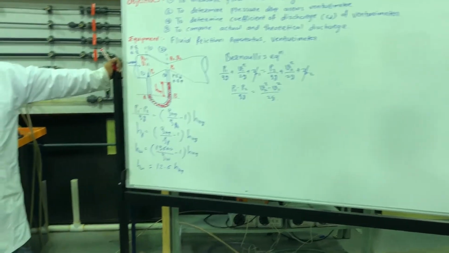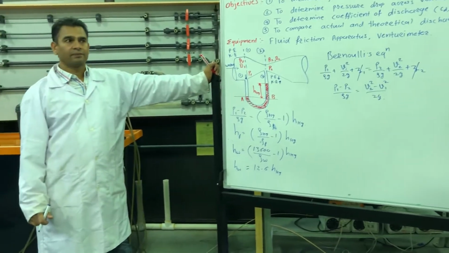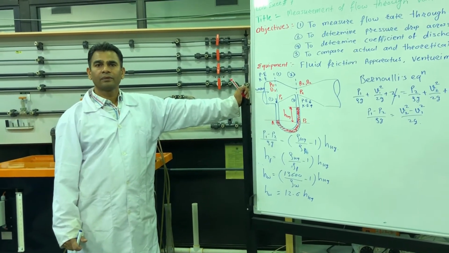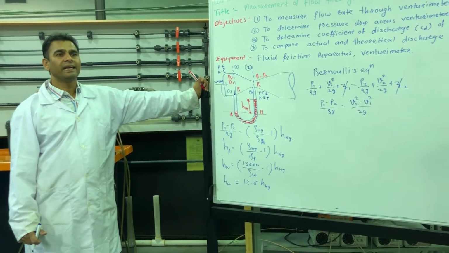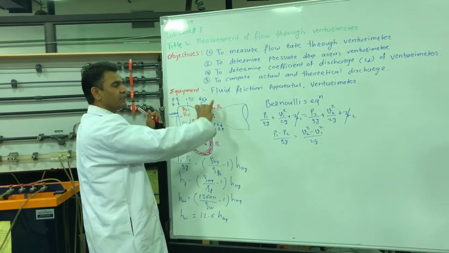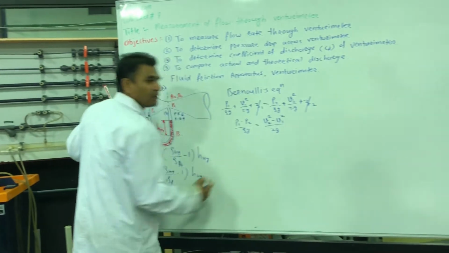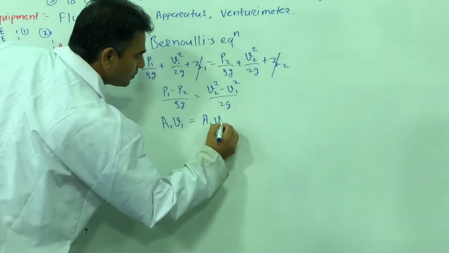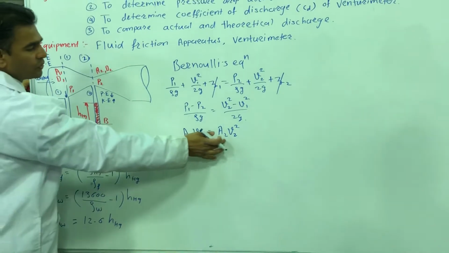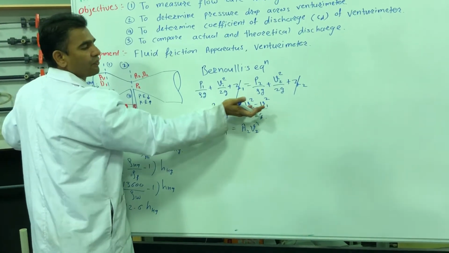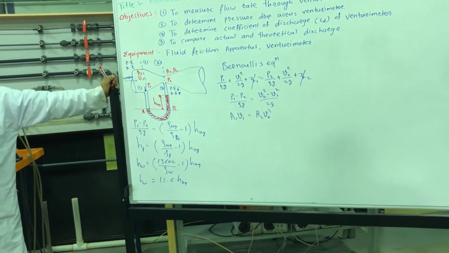Okay, so this equation. Now, as per the continuity equation, you know the continuity equation. What is the continuity equation? Q in equals Q out. Mass can neither be created nor destroyed. So the flow rate at inlet is equal to the flow rate at outlet. What is flow rate? A1V1 equals A2V2. So we know the area, we know the diameter, so we can put this V1 or V2 here and we can find out the Q.